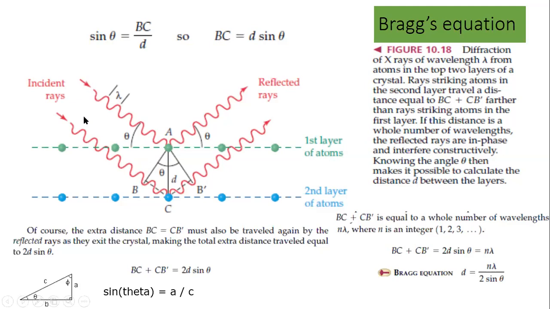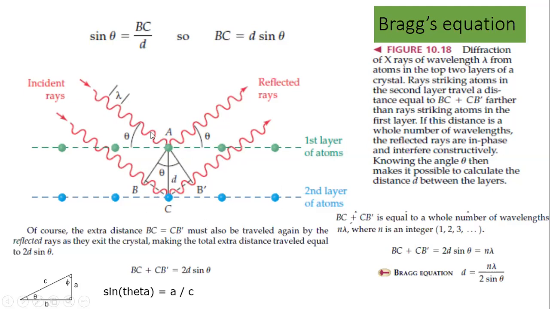That means there is constructive interference between the waves, both the incident waves and the reflected or diffracted waves. So this is the first requirement for X-ray crystallography. There should be constructive interference before the X-rays fall on the atoms, and after the diffraction, there should also be constructive interference between the waves. So let's now move to the derivation.